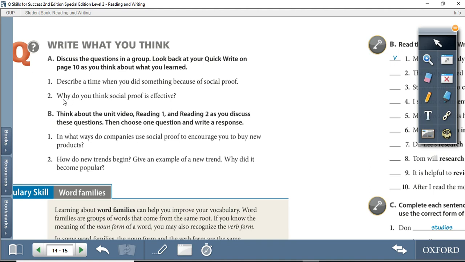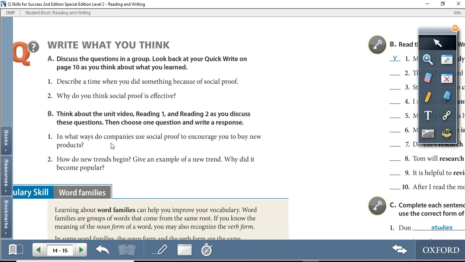And the second question, why do you think social proof is effective? So express your opinion. And in B, think about the unit video, reading 1, reading 2 as you discuss these questions. So another 2 discussing questions. Then choose one question and write a response. So you pick either question 1 or 2 and write a response.